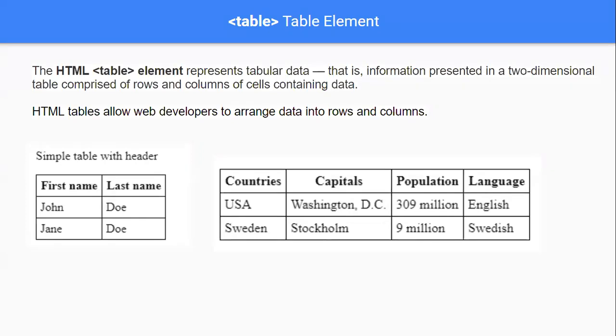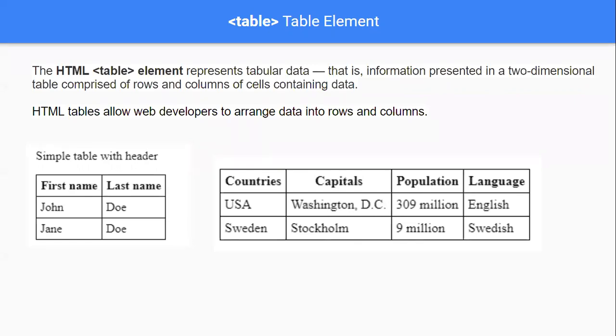There's a lot of tricks with CSS that can let you play with the HTML elements and allow you to do some organization on the screen in an easy way. Like I said, you can go the more complex route, or you can kind of rough something in. So this element represents tabular data, that is information presented in a two-dimensional table comprised of rows and columns of cells containing data.